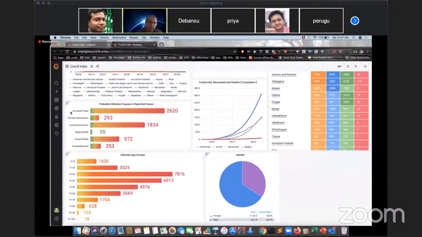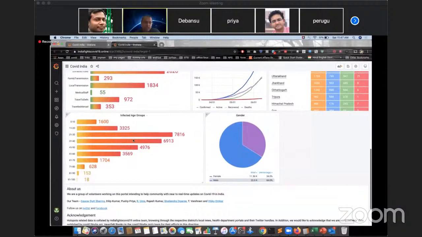Based on that, you can see how many cases happened due to domestic travel, family transmission, and how many medical staff members got infected. There are so many, but in the data it is not mentioned how many traveled abroad and how many infections happened because of that, or how many traveled to Delhi and how many infections happened because of that.